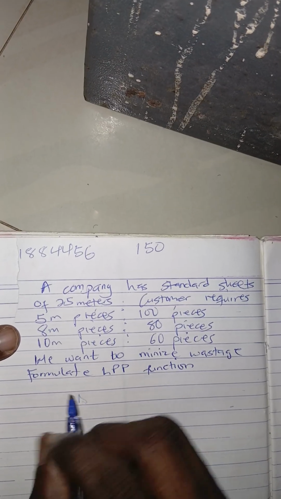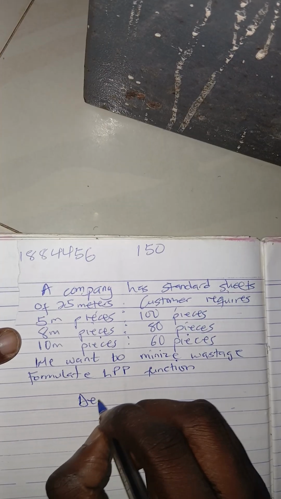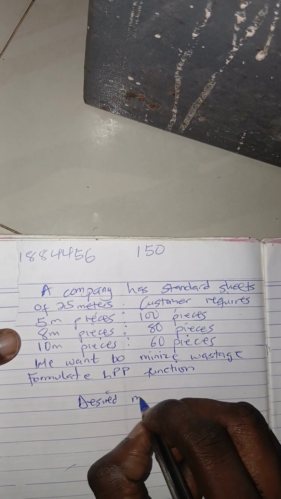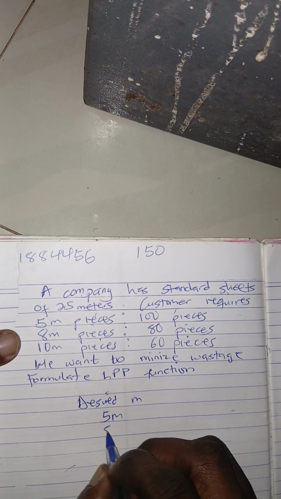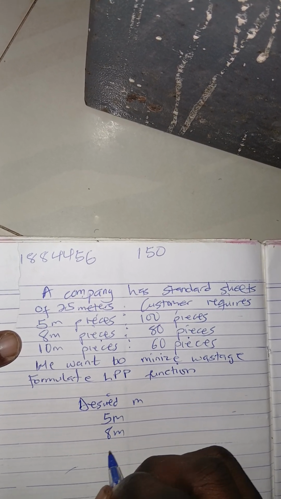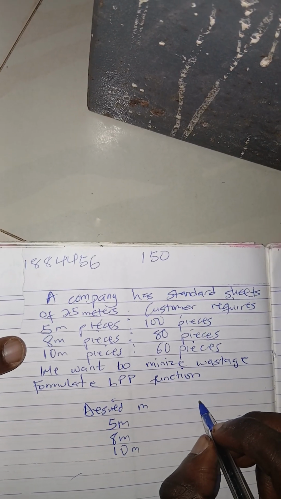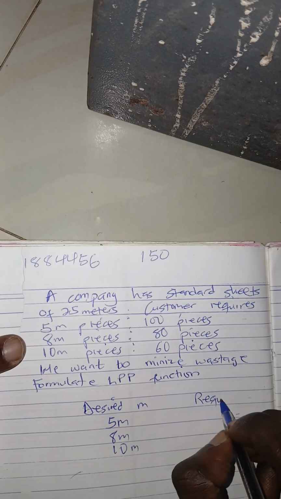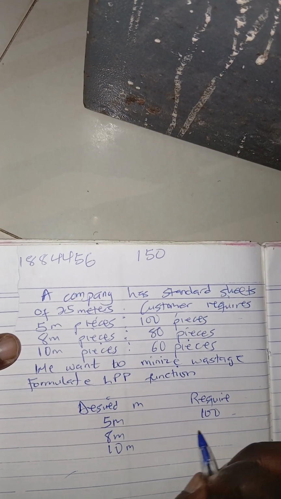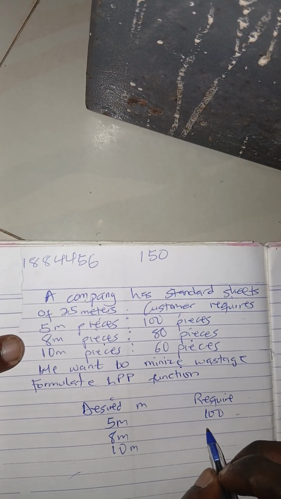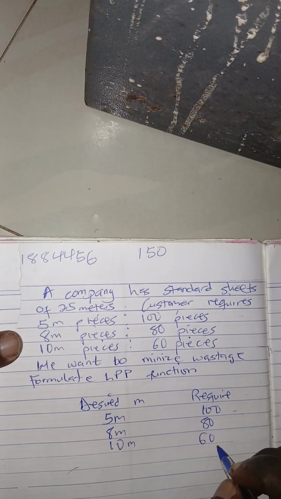Desired width. Customers desired meters. Customers want 5 meters, 8 meters and 10 meters. The 5 meters, they require 100 pieces, 8 meters is 80 pieces, and 10 meters is 60 pieces.